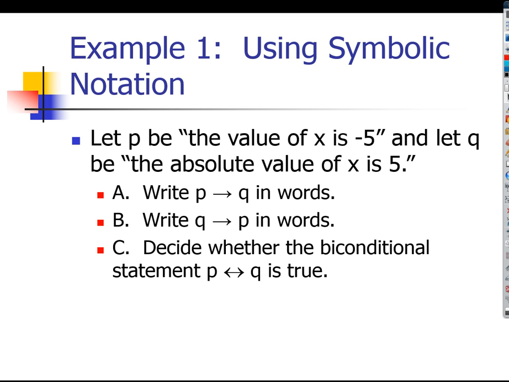Right? So try this. On your notebook paper, just scratch this down for me. Let P be the statement, the value of x is -5, and let Q be the statement, the absolute value of x is 5. So first, write this statement. I'm not even going to read it. Just part A, I want you to write that statement in words. And maybe you can just say it. If you think you don't even need to write it, that's fine.